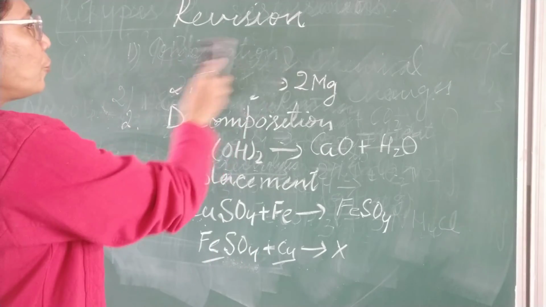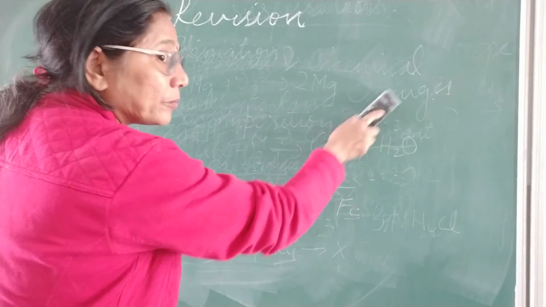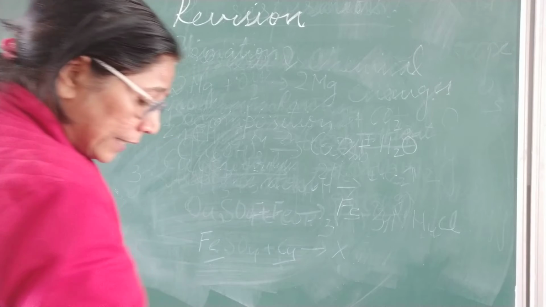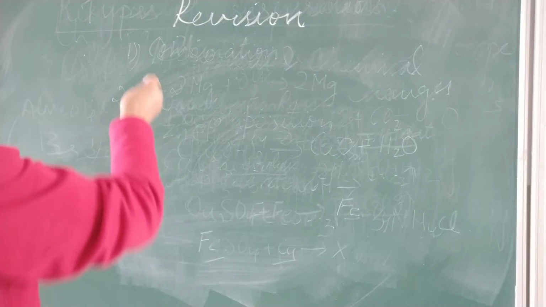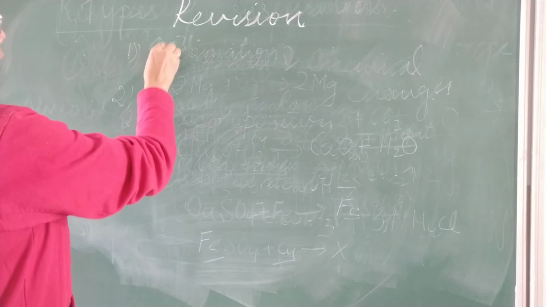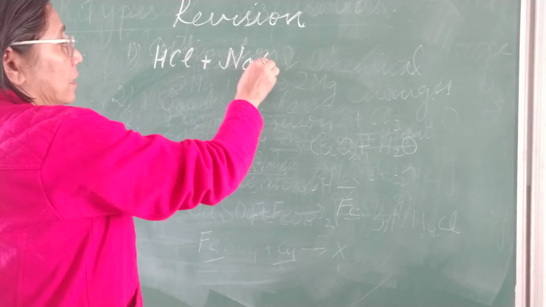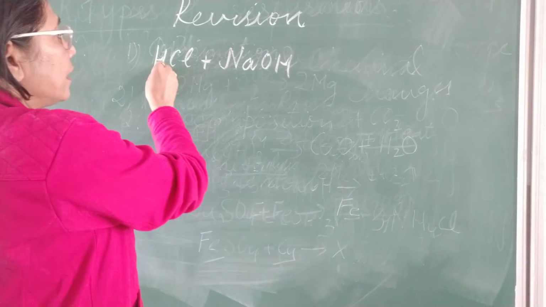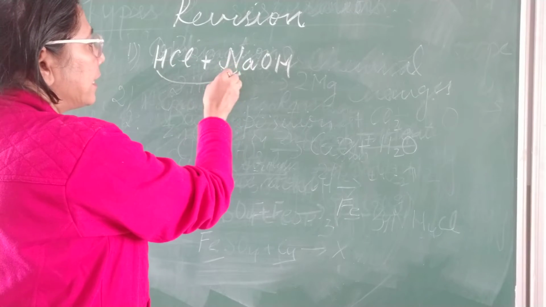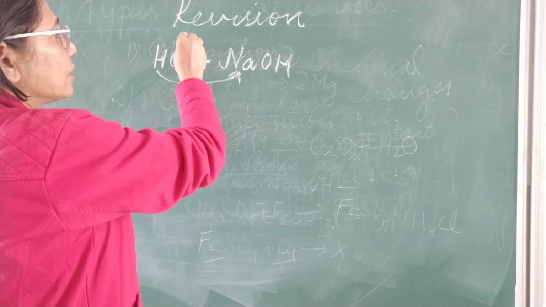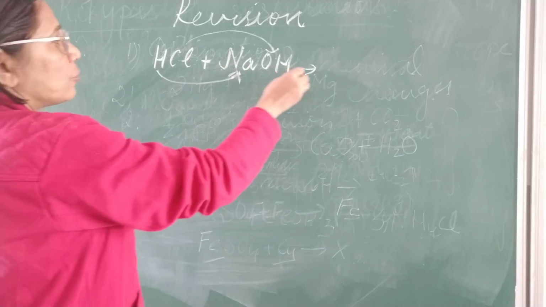Displacement reaction, there are two types, single displacement and double displacement. Single displacement, I told you. In double displacement, the example is neutralization reaction. All you know, when acid reacts with base. This is double displacement. Here, this is going to displace this, okay, and this is going to displace this. Just you see what is going to be formed.